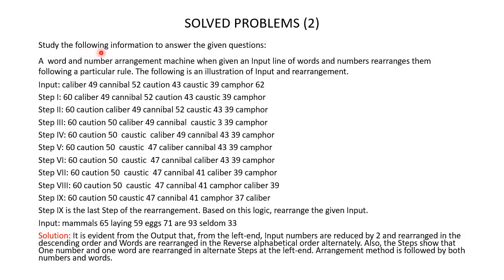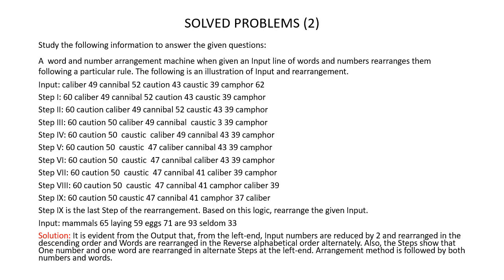Study the following information to answer the given questions. A word and number arrangement machine, when given an input line of words and numbers, rearranges them following a particular rule. The following is an illustration of input and rearrangement. So here you are given an input which consists of both words and numbers. Then you are given 9 steps. Step 9 is the last step of the rearrangement. Based on this logic, rearrange the given input. So here you are given another input which consists of both words and numbers. Now let's find out the pattern followed by the machine.